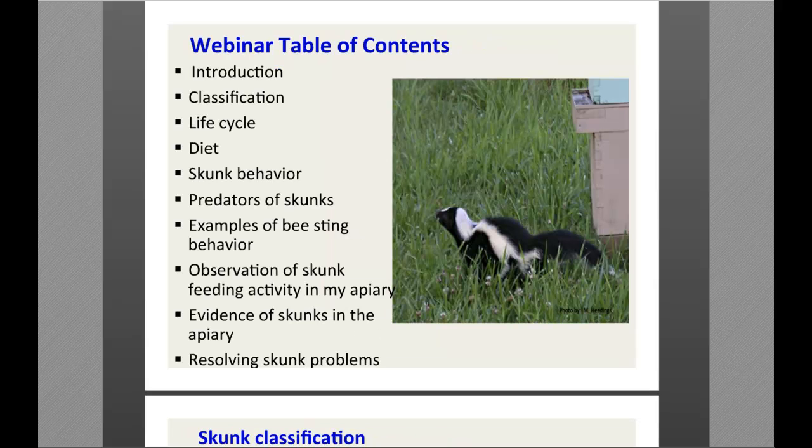You'll see here I have a table of contents of the various points I want to discuss with you today. An introduction followed by some classification information, life cycle of the skunk, diet of the skunk, skunk behavior, predators of skunks, examples of bee sting behavior, observation of skunk feeding activity in my apiary, and evidence of skunks in the apiary, and finally resolving skunk problems. So we'll take these one by one and discuss them as we go along.